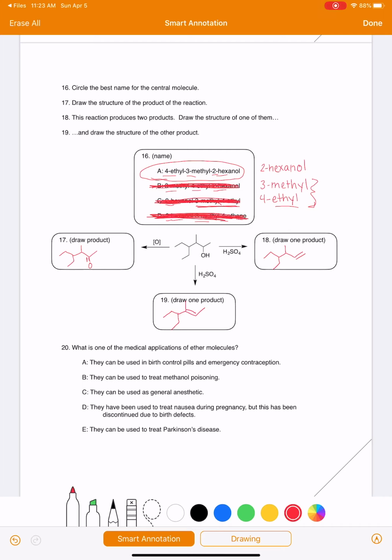Like that. And then last question, what is one of the medical applications of ether molecules? Can they be used in birth control pills? No, remember, that needs to have that 4 fused rings with an alkyne. Can they be used to treat methanol poisoning? No, that's ethanol, not an ether. General anesthetic, yes. Remember, in the 1800s, that was the first type of general anesthesia.